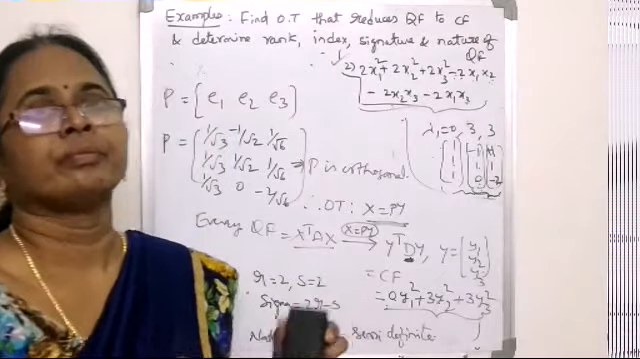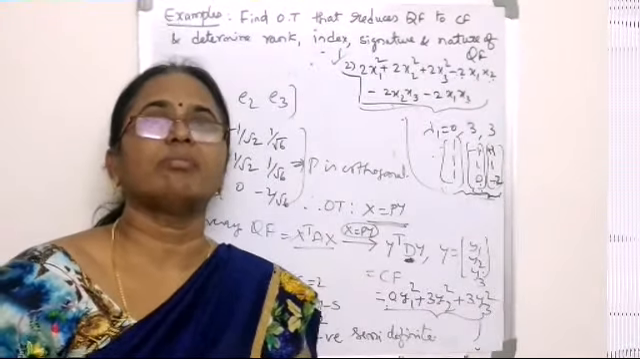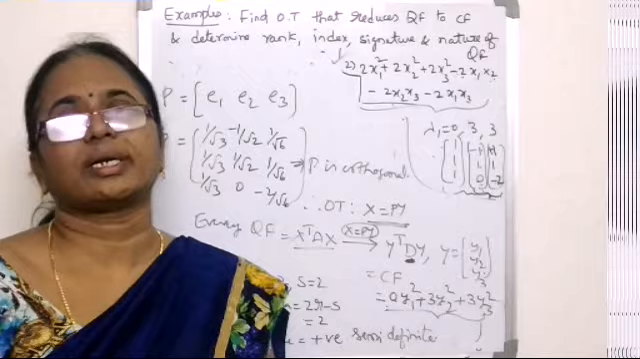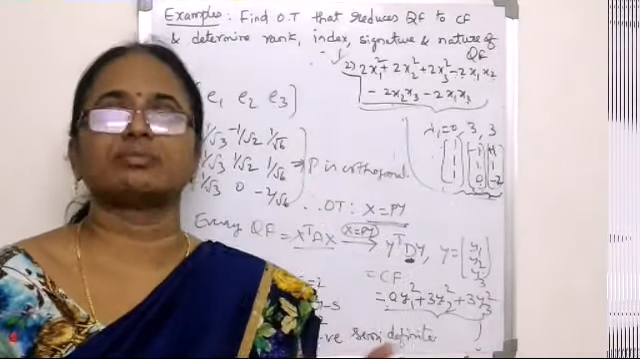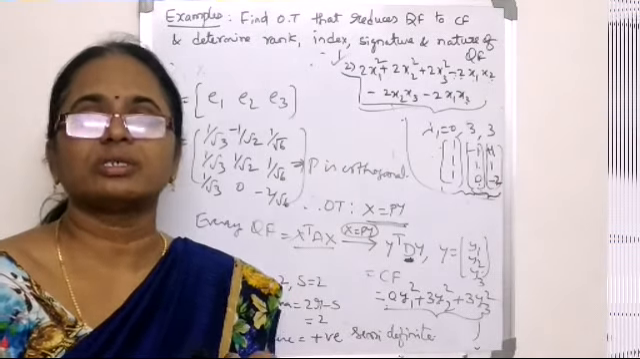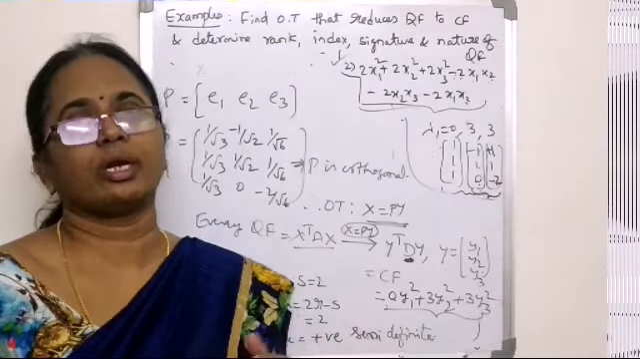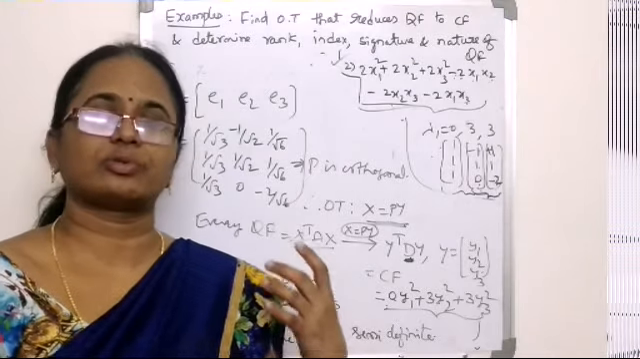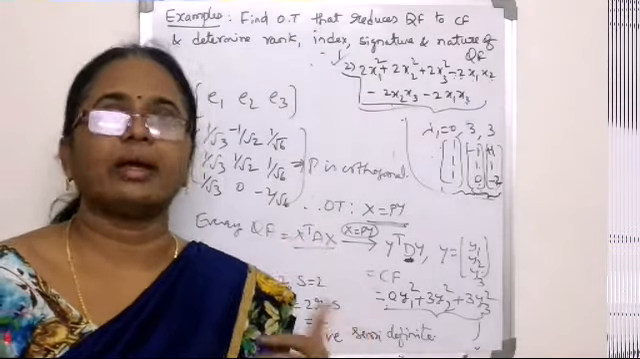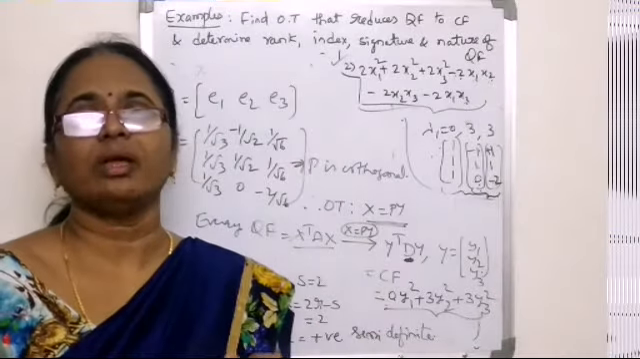I hope you all, from the two examples I have explained, understood the method of converting the quadratic form to canonical form using the orthogonal transformation x is equal to Py. Please do practice more sums in this, because this is the only method included in your syllabus for you. So practice more and more problems so that you get more clarity over the problem solving. Thank you all.